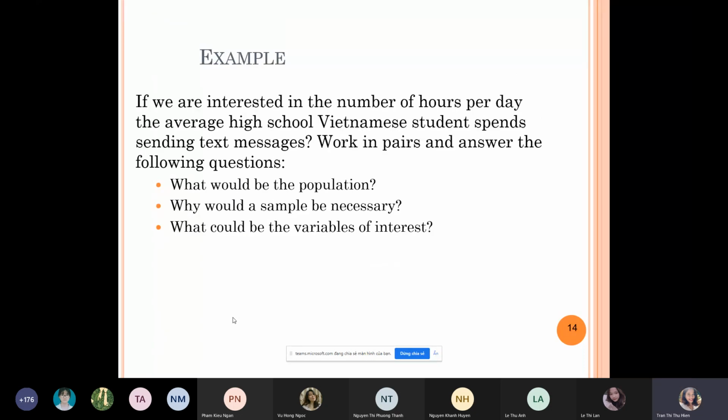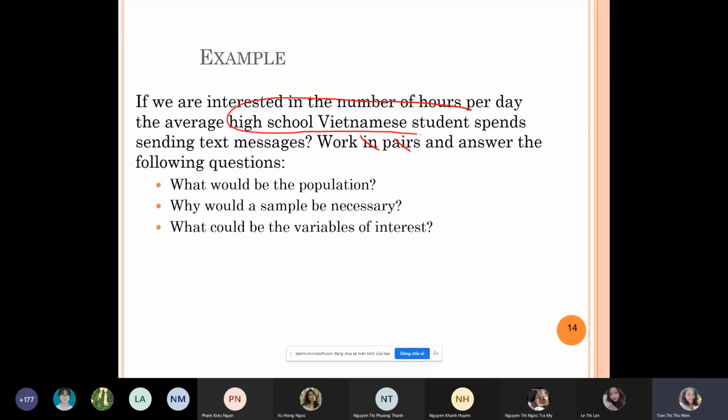Okay, so we have another example. If we are interested in the number of hours per day the average high school Vietnamese students spend sending text messages, work in pairs, work by yourself, and answer the following questions. What could be the population? Class, what could be the population? High school Vietnamese students.